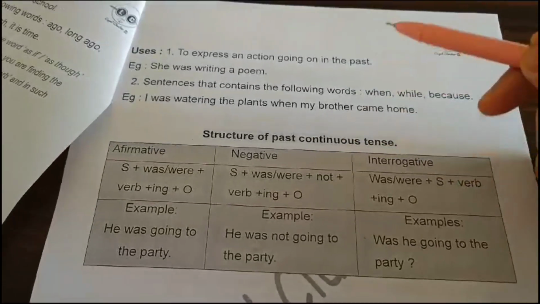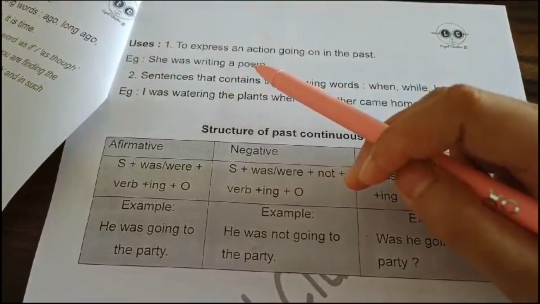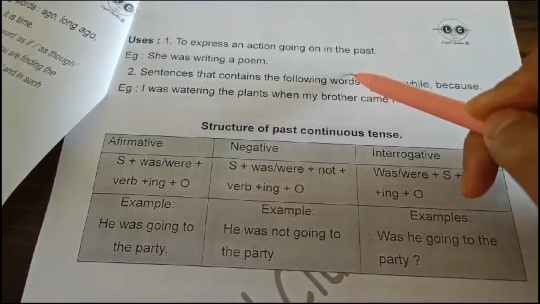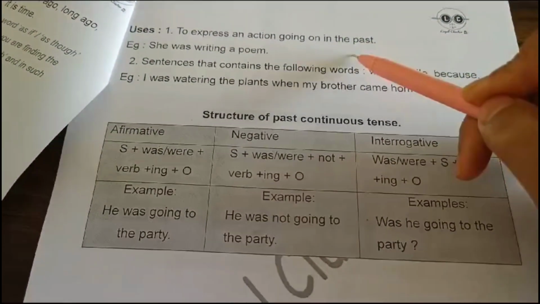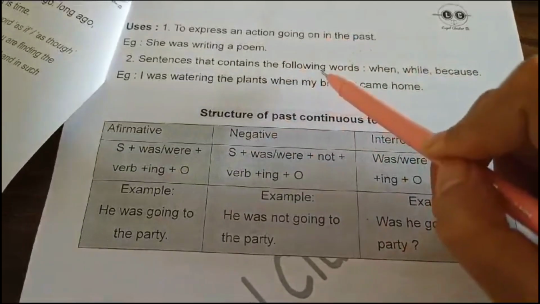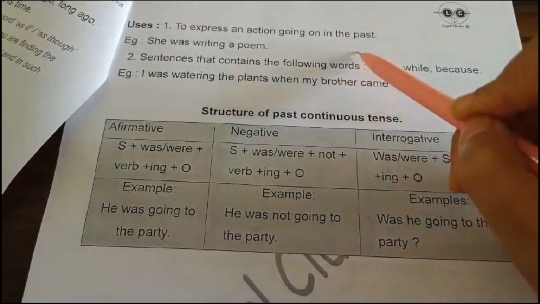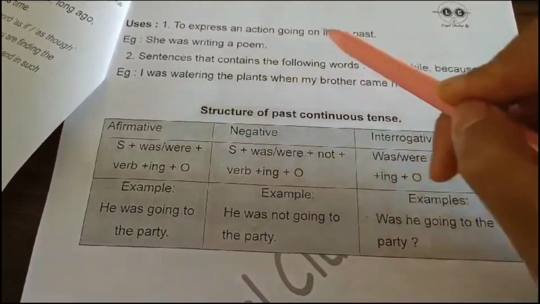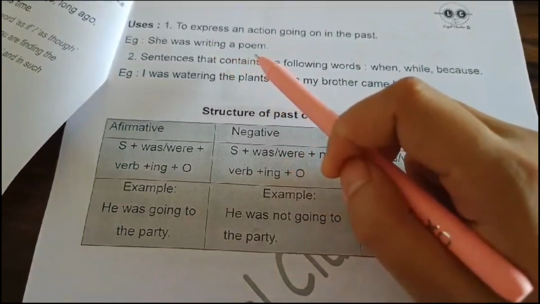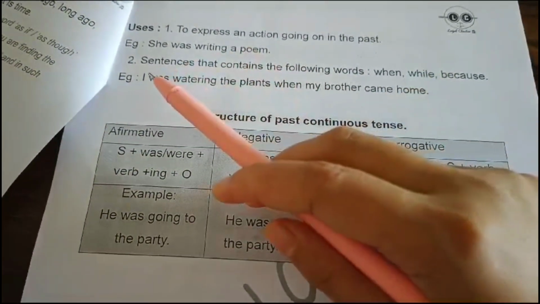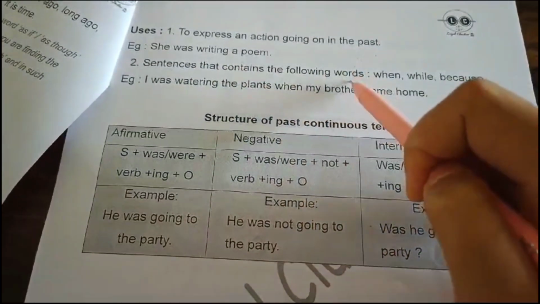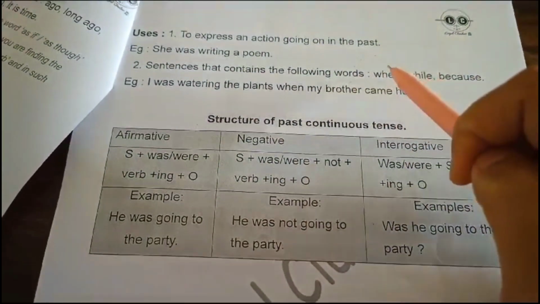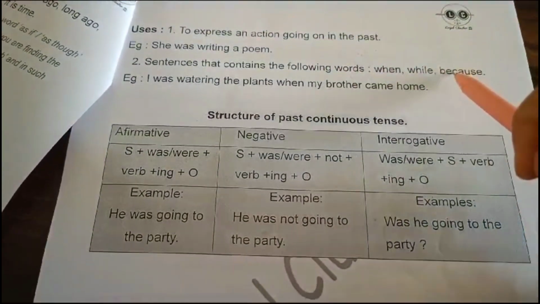Uses of past continuous. Number 1, to express an action going on in the past. If you want to talk about an action which was going on, which was continuing in the past, then it will be in past continuous. For example, she was writing a poem. Second one is sentences that contain the following words. Remember these words: when, while, because.